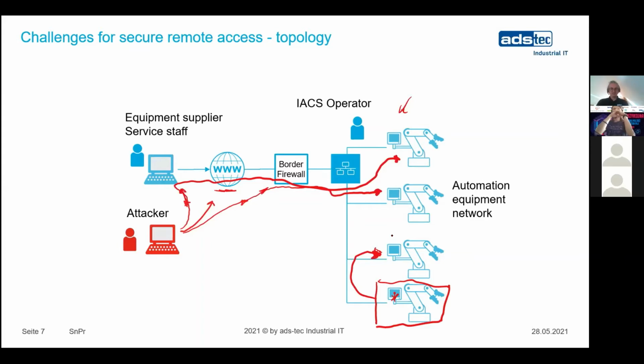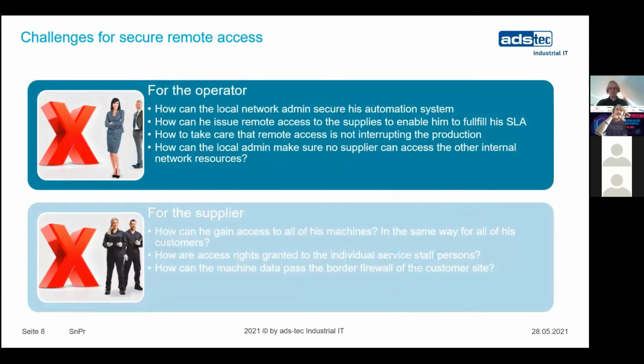So let's take a look at what the interests are, to summarize. For the operator, the owner of the machine, of the factory, how can he protect his automation system? He has to protect it by using his border firewall. If the factory, the facility, is connected to the internet, normally his network admin will do this.